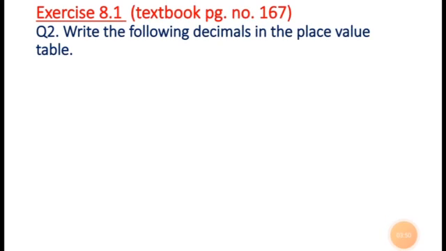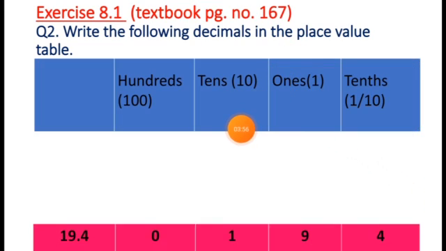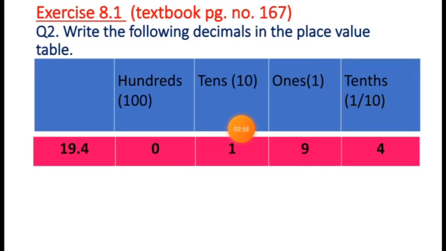Now see here, come to exercise 8.1 given in the textbook, page number 167. Children, here is the first question, question number 2, where we have to write the following decimals in a place value table. We have made the place value table here, with ones, tens and hundreds for the whole numbers, and for the fractional part we have written tenths. So the question is 19.4. Let's start placing it in the place value table.